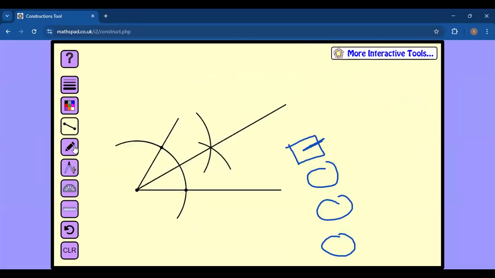Let's label this angle. We're going to call this angle A, B.